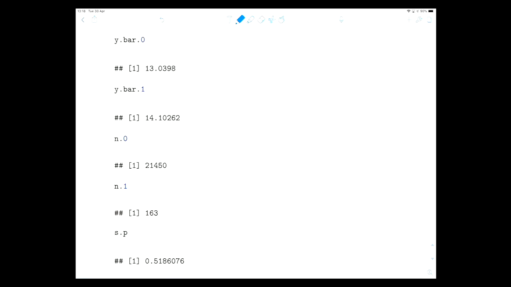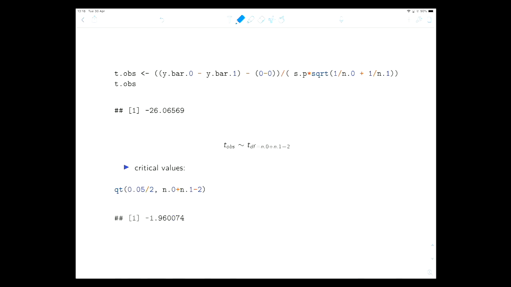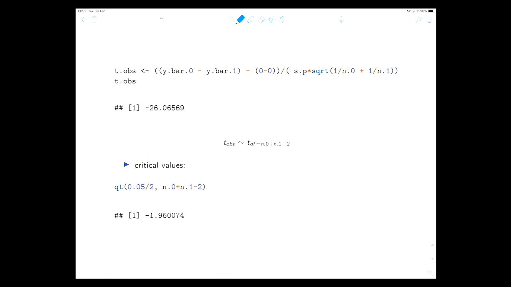These are all the different values that we just calculated: y bar 0, y bar 1, n0, n1, and the pooled standard deviation. And therefore the observed statistic would be y bar 0 minus y bar 1 minus mu0 minus mu1, which is 0, over the pooled standard deviation.